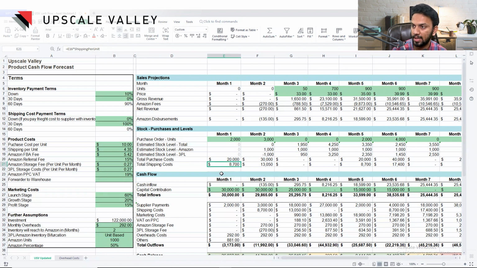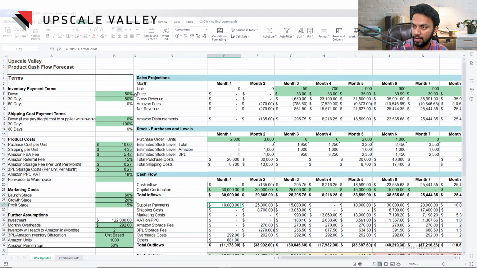But then again, what's happening here right now is, let's say we have selected the inventory payment 10% down and 90% after 60 days. So 10% of 20,000 is 2000, so it's deducting only 2000 here. Let's say we play with this a little bit and we say 50% in the first month and then 50% later on, then it's adding 10,000 here. Okay, so the same is the value for the supplier payment.